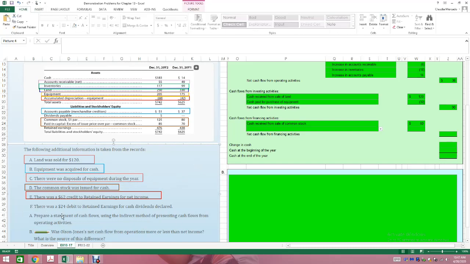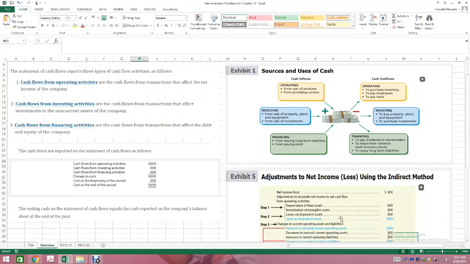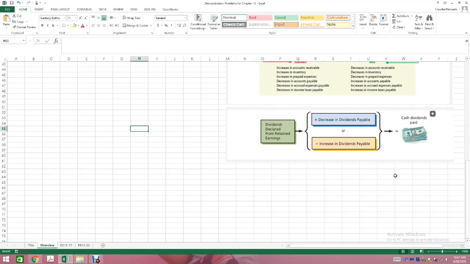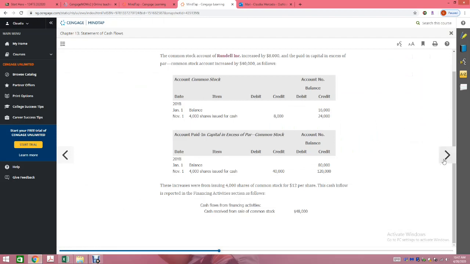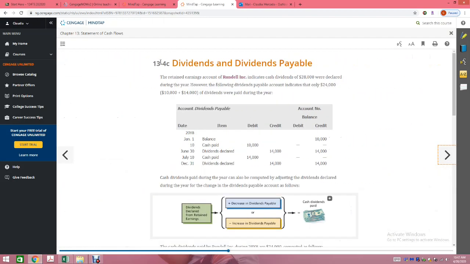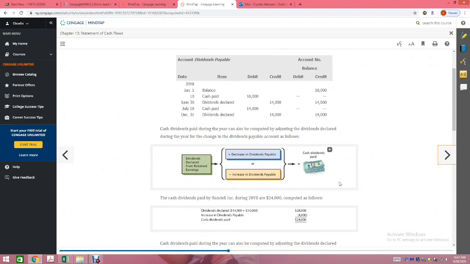Now, it says here, there was a $24 debit to retained earnings for cash dividends declared. Cash dividends declared. If you look at your ebook, there's a little diagram that talks about dividends declared. I think it's the next section. Yeah, it's right here in section 13.4c. This little diagram is very important, and it explains the whole thing in your book. I'm not going to go over it in the book, you can go over it, but I'm going to use this diagram to explain it.